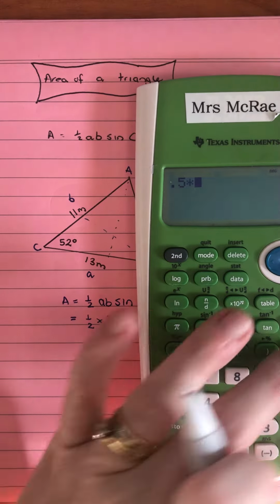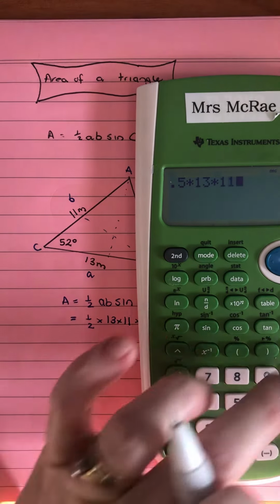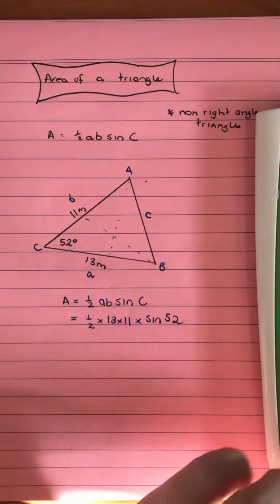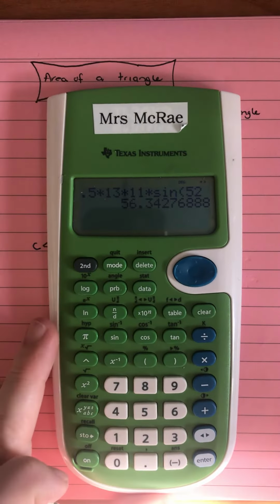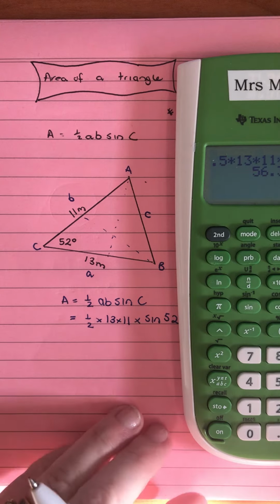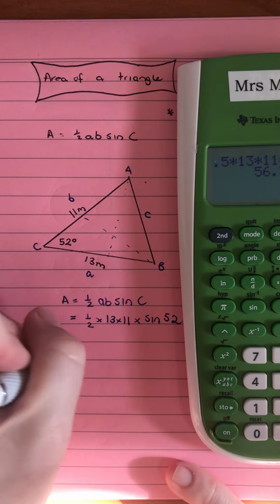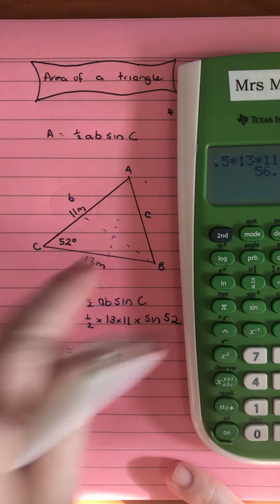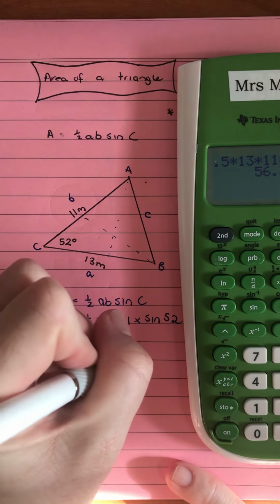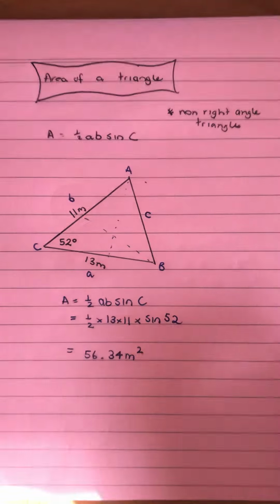So we've got 0.5 times 13 times 11 times sine of 52. And when we put that in, we get 56.34. Now we've got the unit meters on there, so that will be meters squared for area.